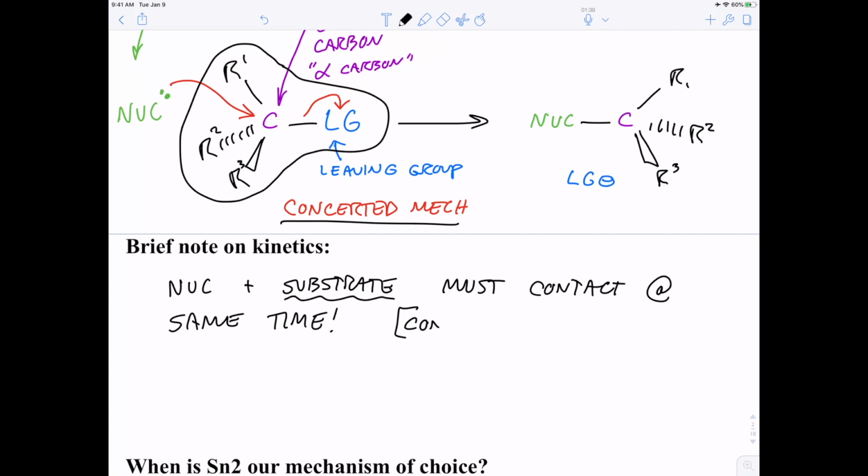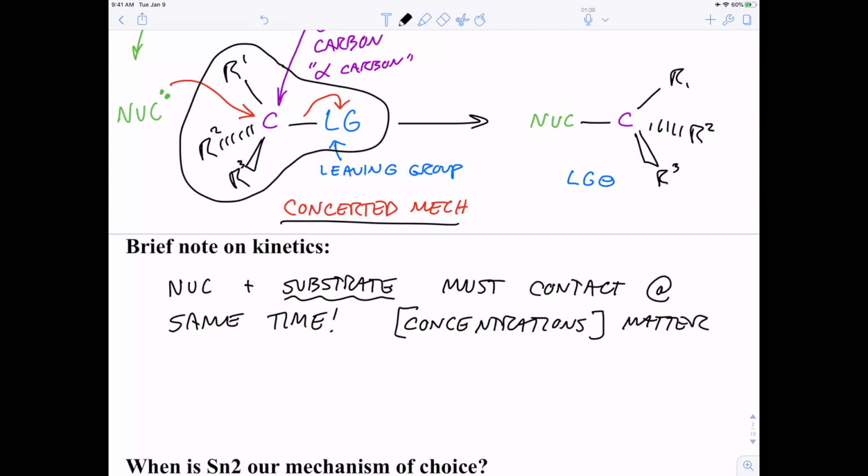So in order to get this reaction to go, both of those two species have to be present. They have to contact each other at the same time. And so whether we have a lot of those or a little bit of those, either species is going to affect how fast this reaction can go.